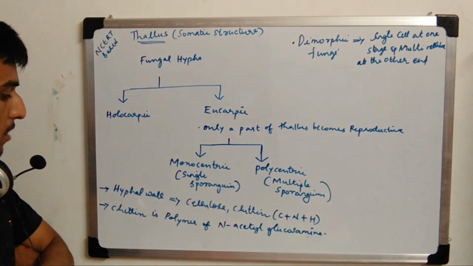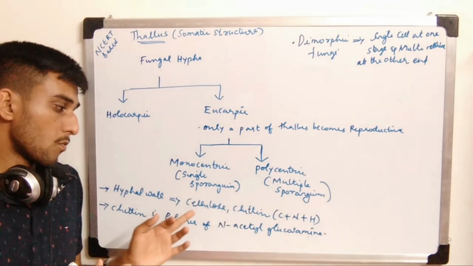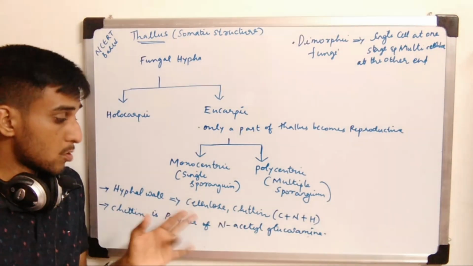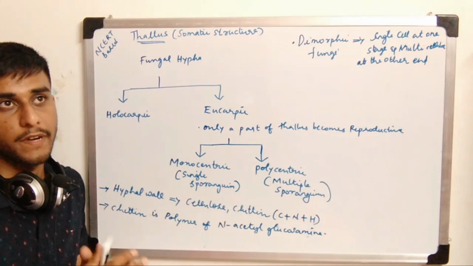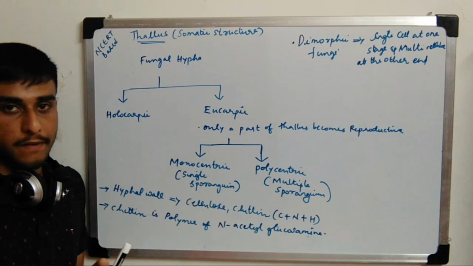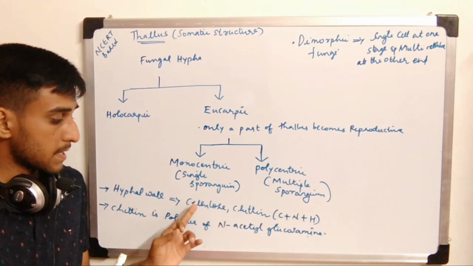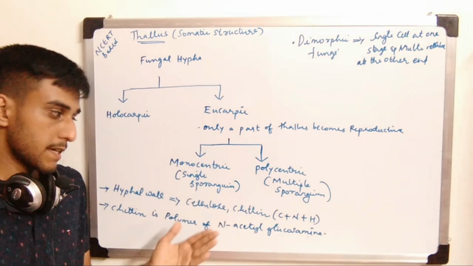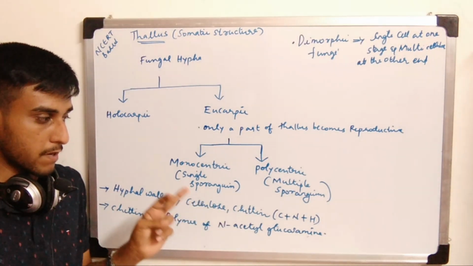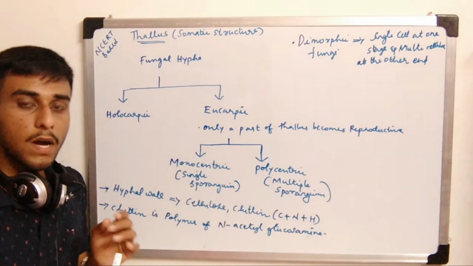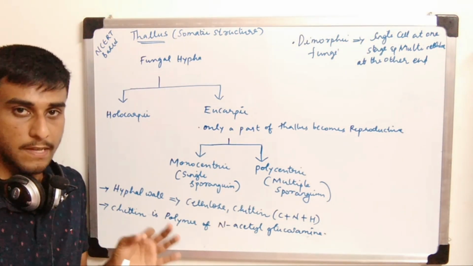Next, the hyphal wall. The fungal hyphal wall is made mainly of two types of materials. We know that the fungal cell wall is made up of chitin, right? In the fungal hyphal wall, most of the percentage is fungal cellulose, which also contains a small proportion of chitin. Chitin mainly contains carbon, nitrogen, and hydrogen. What is chitin? Chitin is a compound which is a polymer of N-acetyl glucosamine.